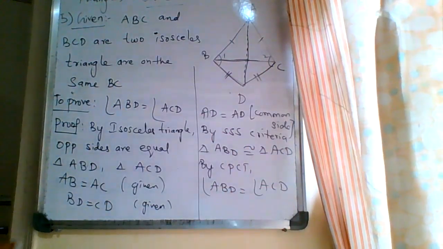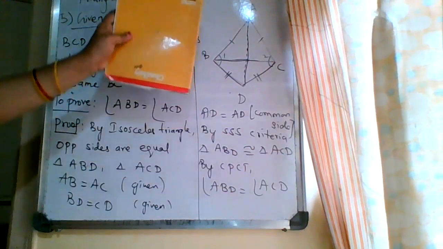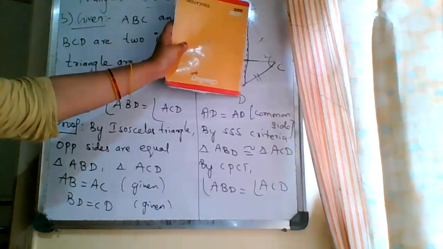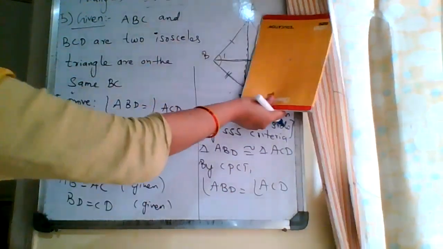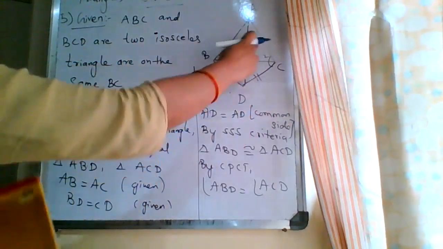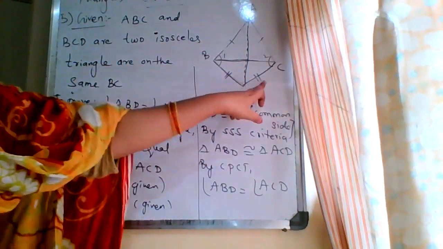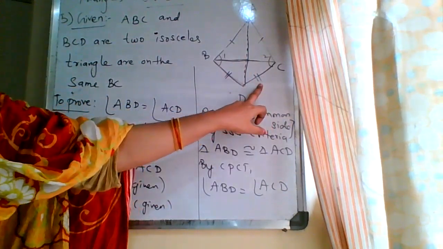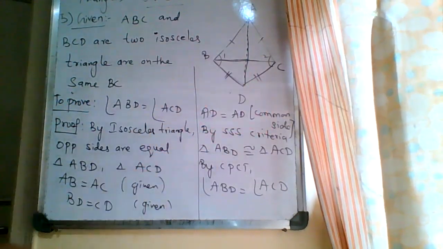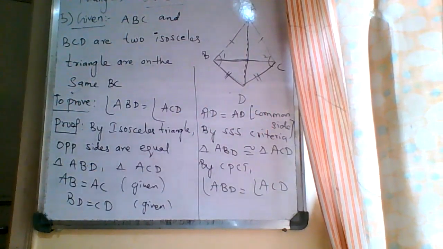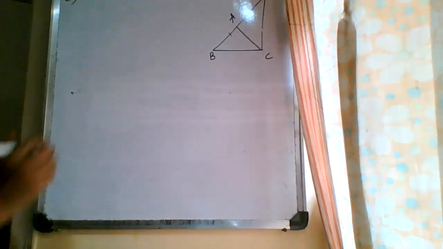Now in short form, I'll explain quickly. See here, all of you. This is the common side for this triangle and this is the common side for this triangle. And this side is equal to this side because of the isosceles property. This side is equal to this side because of the isosceles property. We got three sides equal. Therefore, the two triangles are congruent. By CPCT, the two angles are also equal.